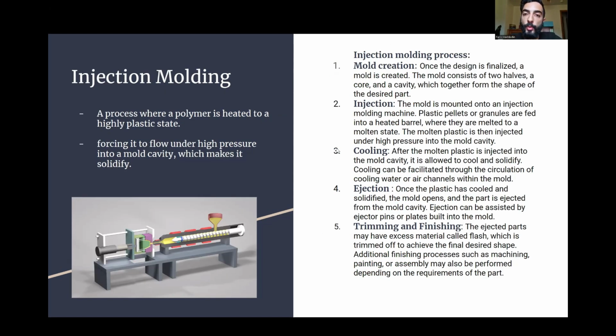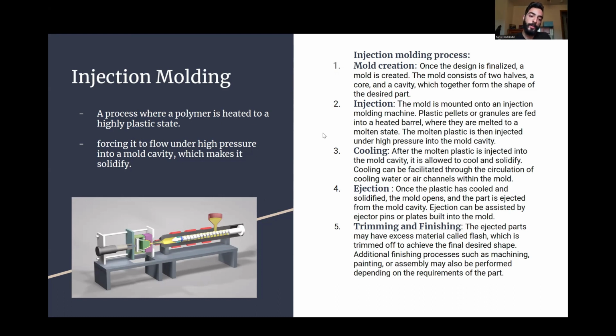And for injection molding, the process goes as follows. The mold is created at first based on the part that needs to be manufactured or produced. Then the material gets injected inside of the mold. Afterwards, it gets cooled down. After the cooling, we eject the part from the mold and we trim the excess materials.